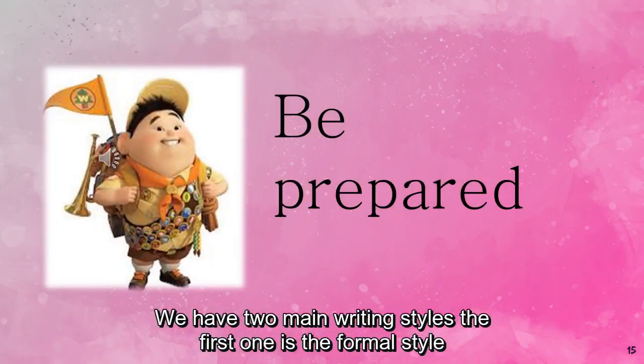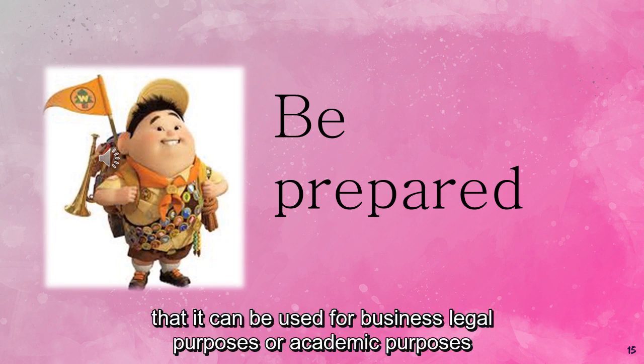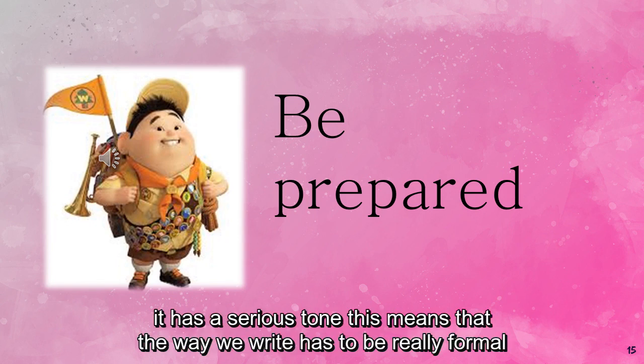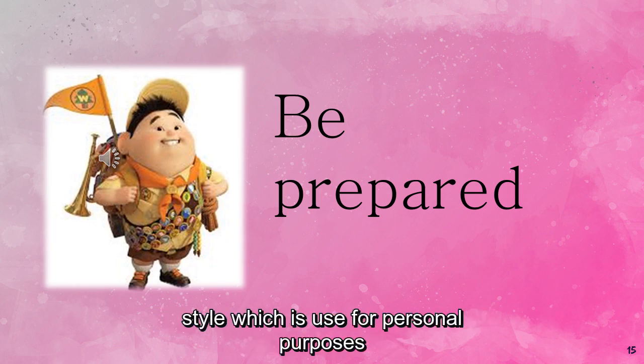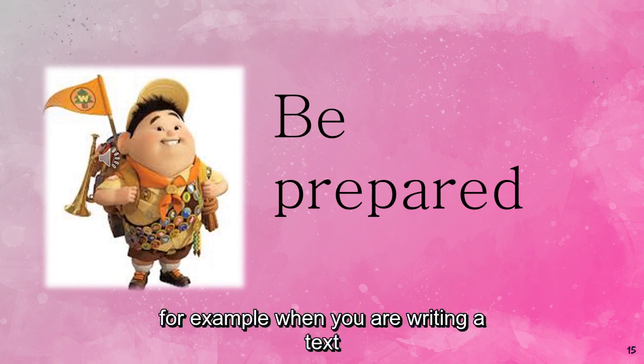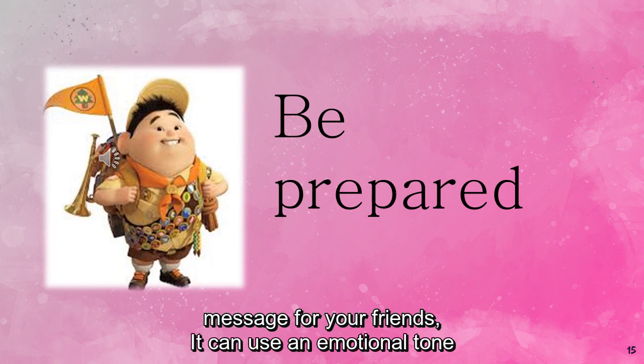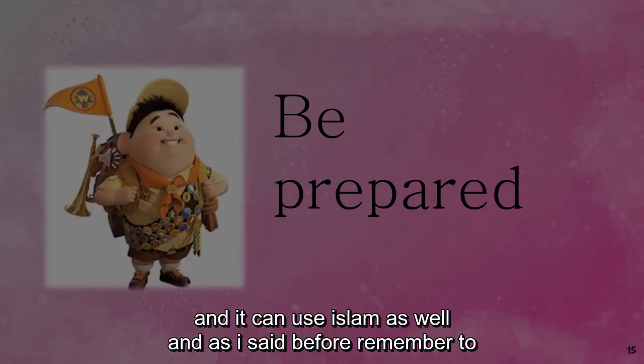We have two main writing styles. The first one is the formal style, which can be used for business, legal purposes, or academic purposes. It has a serious tone. This means that the way we write has to be really formal, and it doesn't use slang. And also we have the informal style, which is used for personal purposes. For example, when you are writing a text message to your friends, it can use an emotional tone, and it can use slang as well.